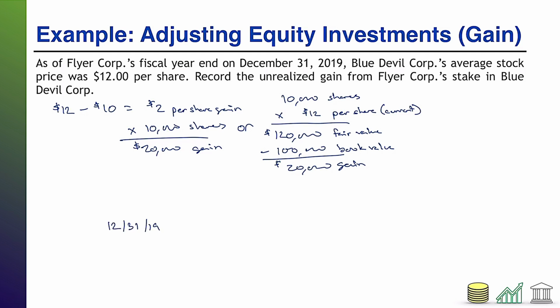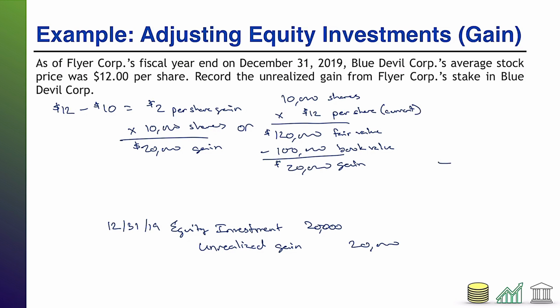12/31/2019. A gain is basically a revenue. But remember, this gain has not been realized. We haven't sold the stock yet. So we're going to call it an unrealized gain, and that's going to be a credit because revenue accounts get credited for $20,000. The other side of this is the investment. Equity investment, $20,000, because that investment has gone up in value. So now our asset is going back up.